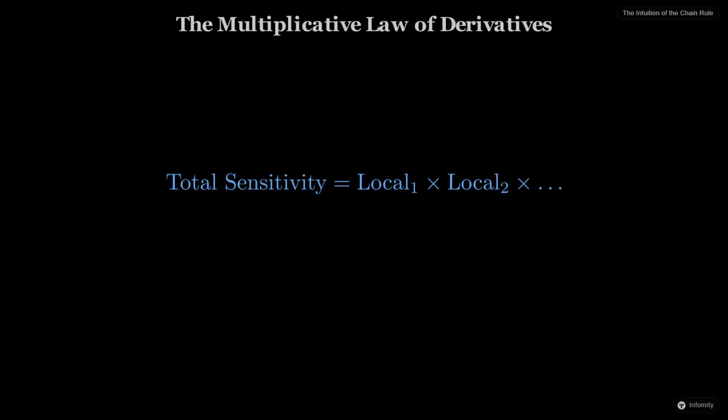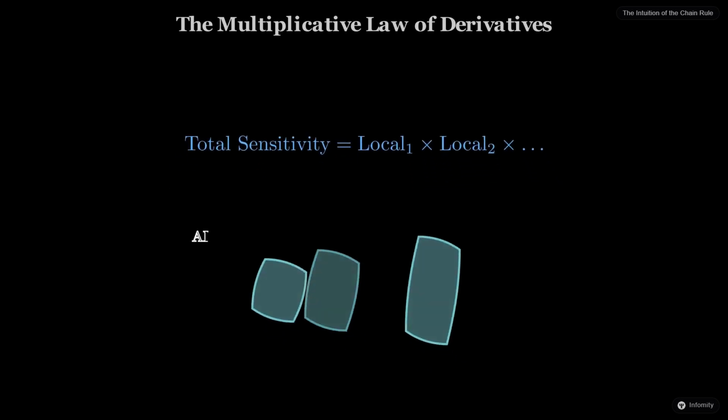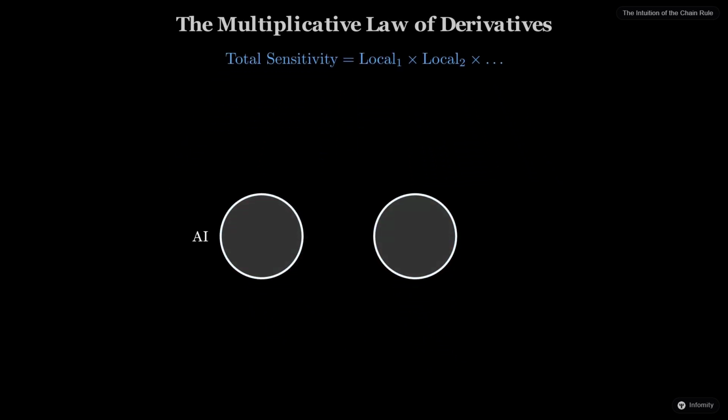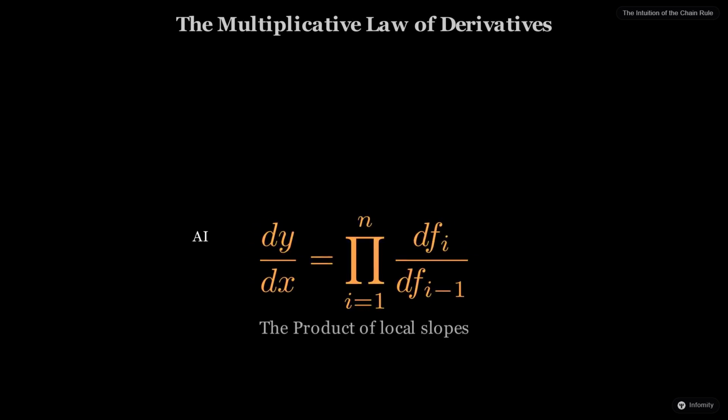Derivatives along a path multiply. We do not add the sensitivities, we compound them. Think of it like a series of magnifying glasses. If the first lens magnifies an object by 2 and the second lens magnifies that image by 3, the final result is a 6 times magnification. Each function in the chain acts as a local scalar, and the total derivative is the product of every individual scaling factor along the journey from start to finish.